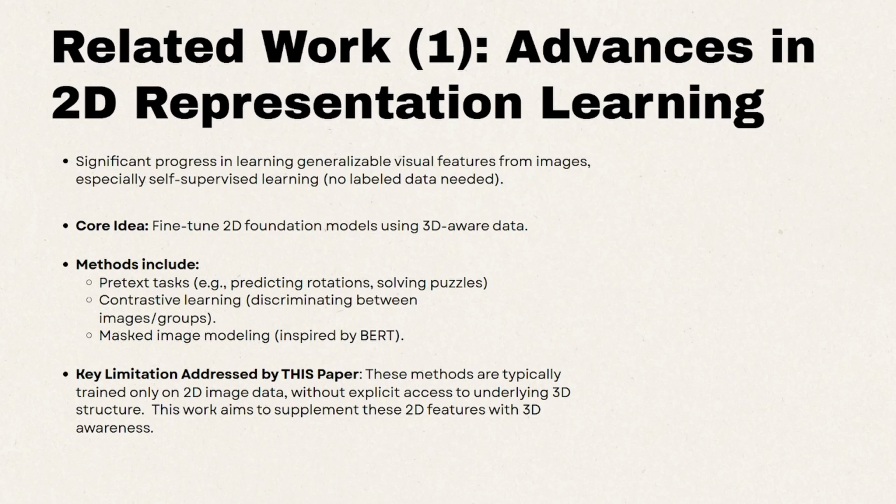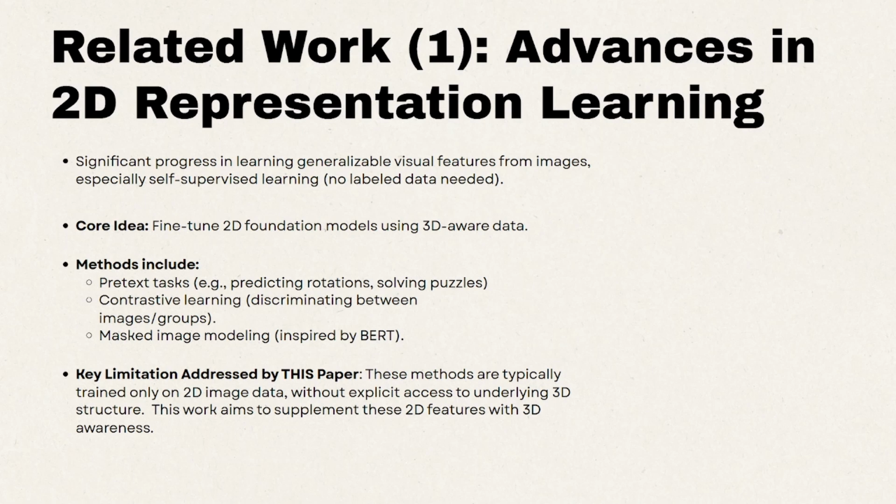Now, before diving into the paper's method in depth, it's important to understand the landscape of related research. Firstly, there's the vast field of 2D representation learning. We have seen remarkable progress here, particularly with the self-supervised learning techniques that can learn powerful visual features without needing manually labeled data. These include methods like pretext tasks, where the model solves an artificial task like image rotation prediction.